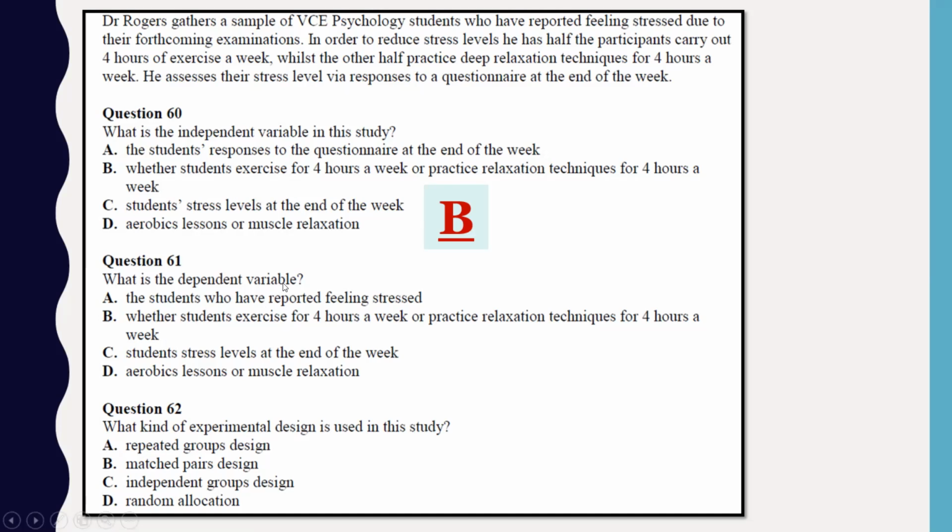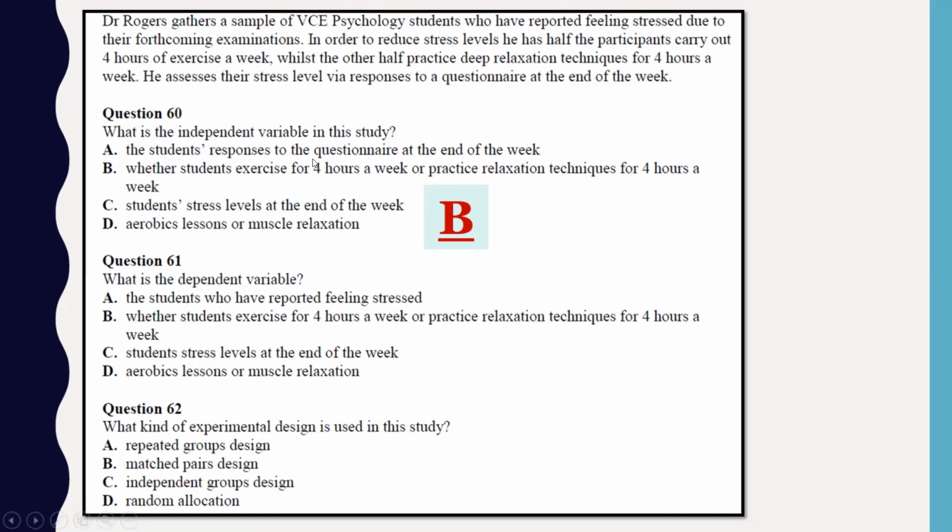Question 61 says, what is the dependent variable? Now, the dependent variable, remember, is the effect component. So if we talk about an experiment as being a cause-effect relationship, the dependent variable is the effect. Okay, so we're manipulating the IV now to get some effect on the DV, and the DV is the variable that we're measuring for change.